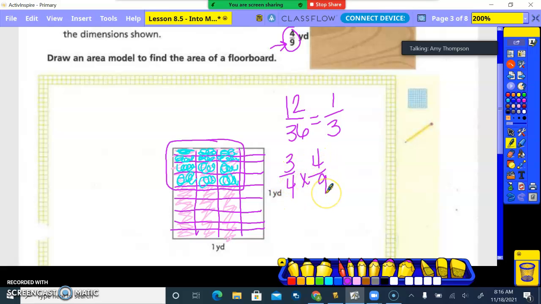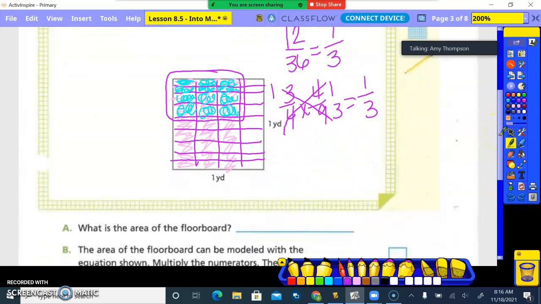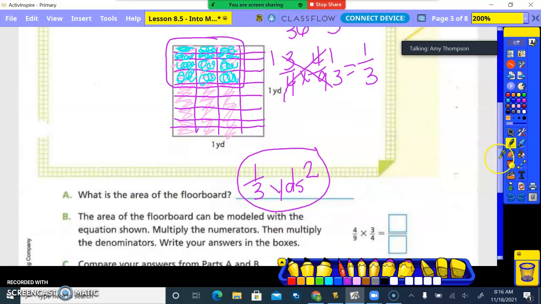So if I would have also taken, what were my 3/4 and 4/9? Can I simplify before I start? Yep, this becomes 1, this becomes 1. The 3 and the 9, this becomes a 1, and this becomes a 3, so I get 1/3, right? So what is the area of the floorboard? So 1/3 what? Yards, yards squared, right? Because we did the area, okay? Or square yards, either way, right?